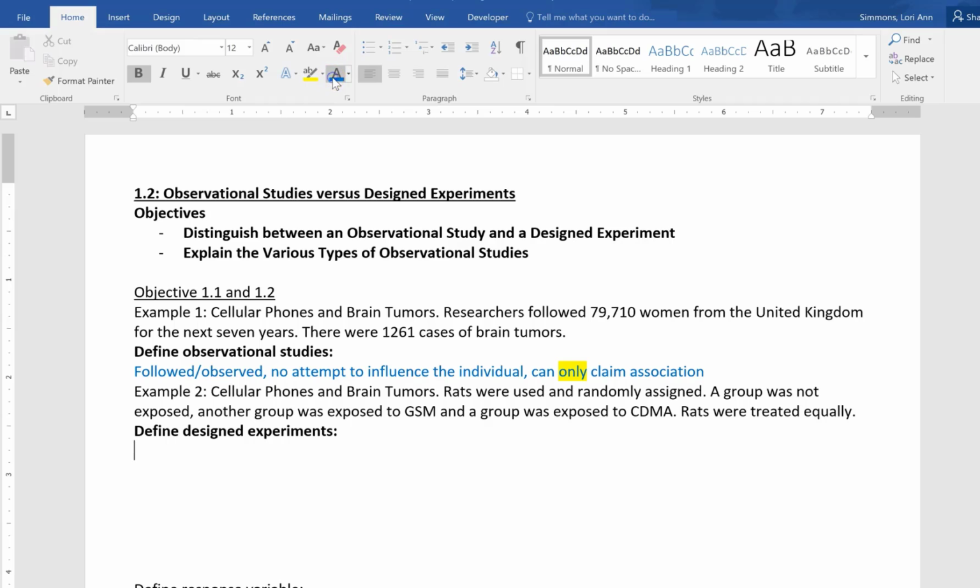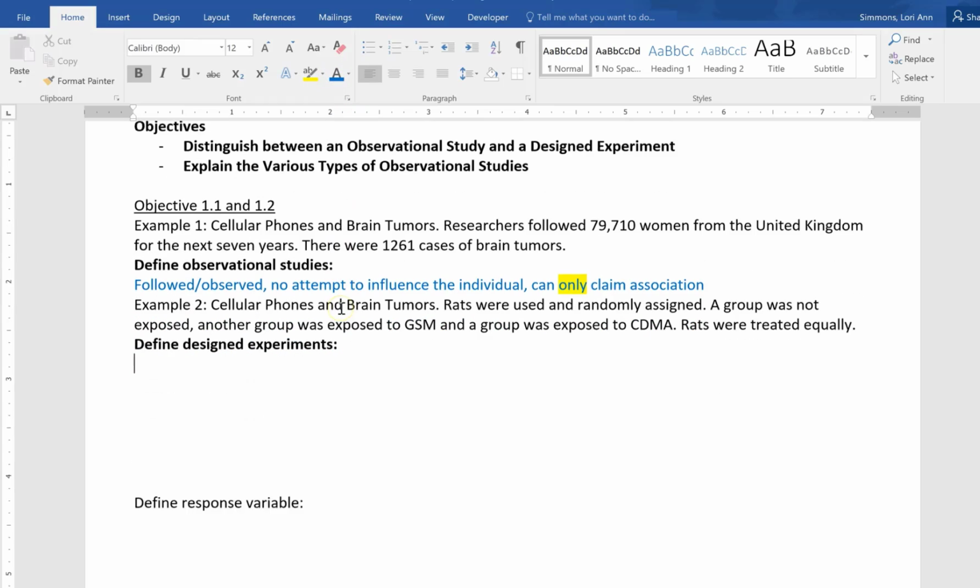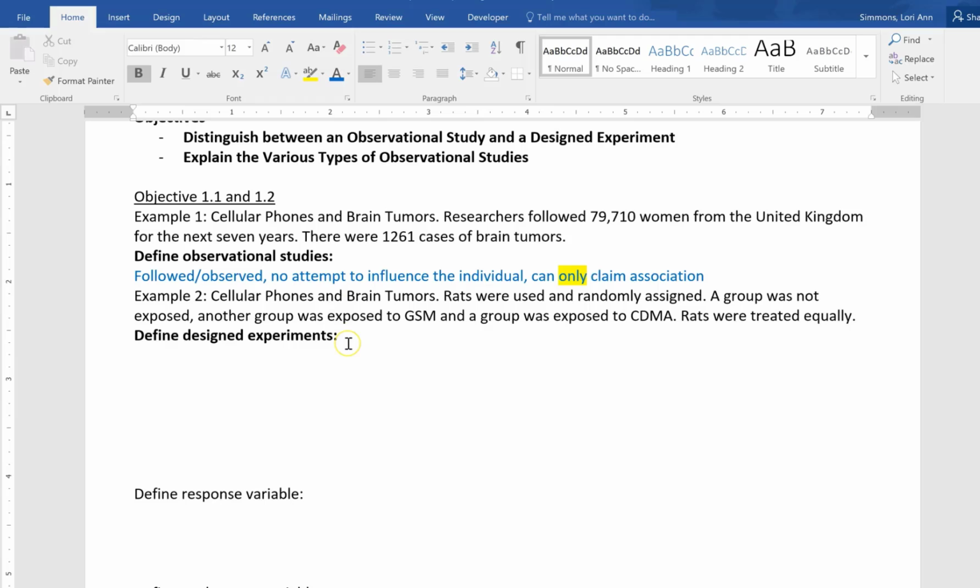Moving on to designed experiments, we have an example. Cellular phones and brain tumors. Rats were randomly assigned. A group was not exposed, another group was exposed to GSM, and a group was exposed to CDMA. Rats were treated equally. A designed experiment is the attempt to influence the individual.